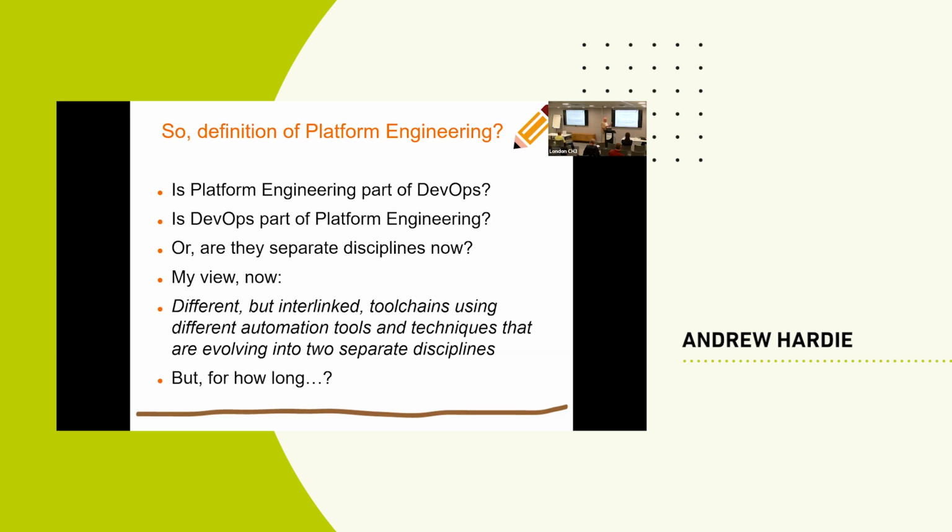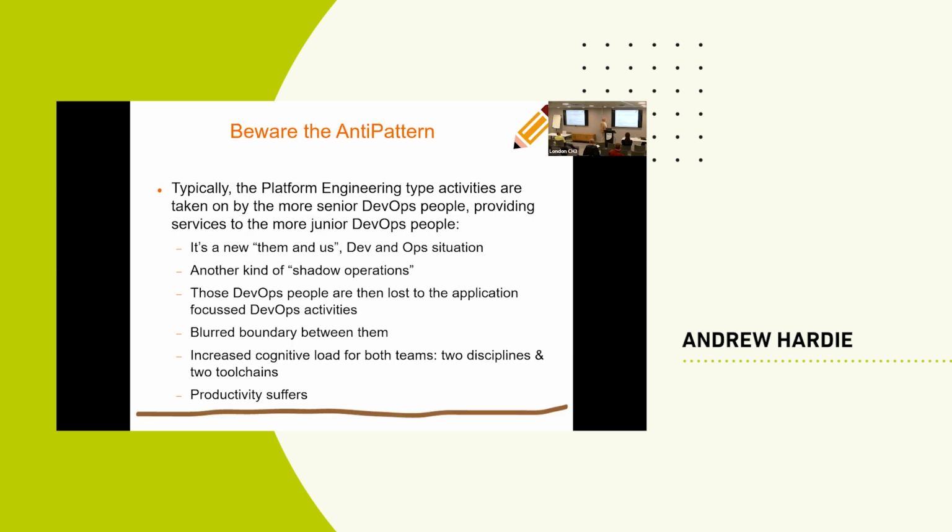Evolving into two separate disciplines, but for how long? You know, the tendency for things to kind of merge together. Well, there's an anti-pattern here that you have to be wary of. You take people out of the DevOps chain to turn them into platform engineers. So you're now losing their skill from the DevOps toolchain. And the people in the DevOps toolchain left are going to work harder. You've turned it into a kind of shadow IT operation, which is not good. Shadow IT is seldom good.